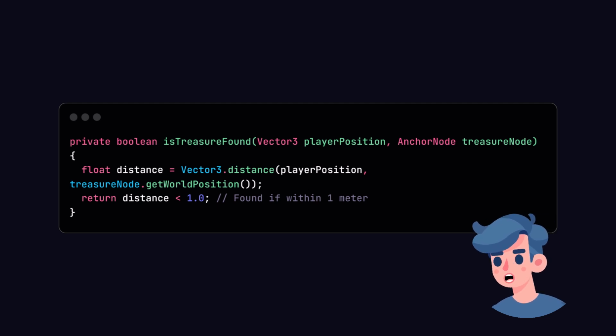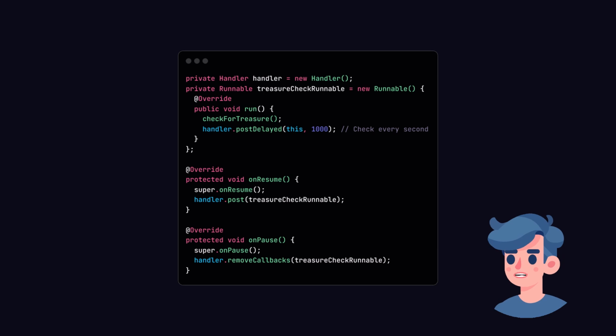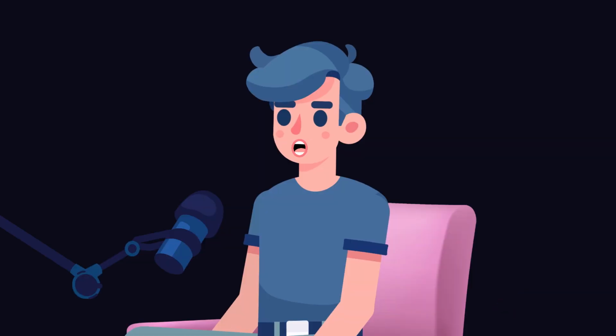Next, let's add some game logic to detect when a treasure has been found. We'll create a simple detection system based on the player's proximity to the treasure. We'll set up a game loop that checks for nearby treasures at regular intervals. In our main activity, we can use a Handler to create a simple loop. In the checkForTreasure method, we'll iterate over all placed treasure nodes and check if any have been found using the player's position.